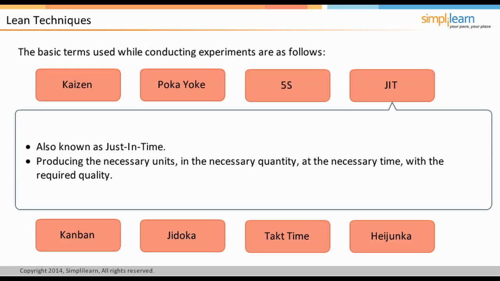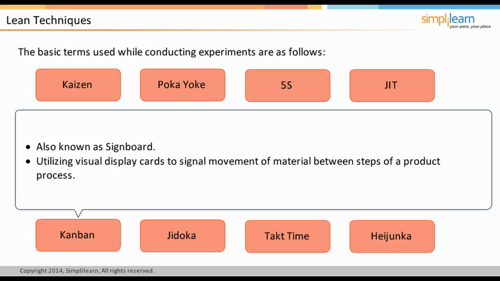Just-in-time, or JIT, is another Lean technique. This technique philosophizes about producing the necessary units in the necessary quantity at the necessary time with the required quality. As an item is removed from a shelf of a supermart, the system confirms it and automatically sends a note for replenishment. This kind of technique can be used in an organization to prevent accumulation of inventory.